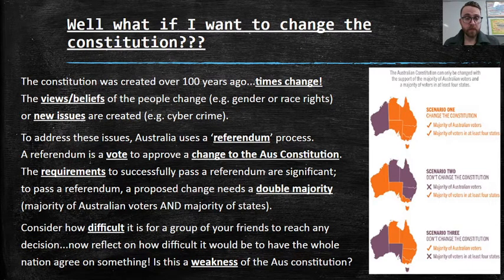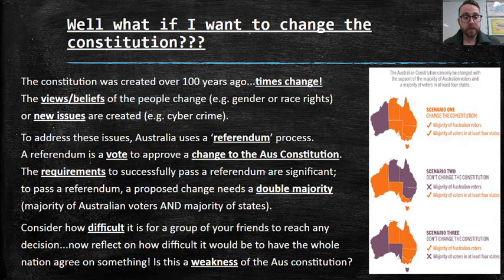So for example, we have different opinions on race than we did 100 years ago. 100 years ago, we still had the White Australia policy. Our school would look very different if we had a White Australia policy. 100 years ago, women could not vote, so our views on gender and women in the workplace have changed significantly.